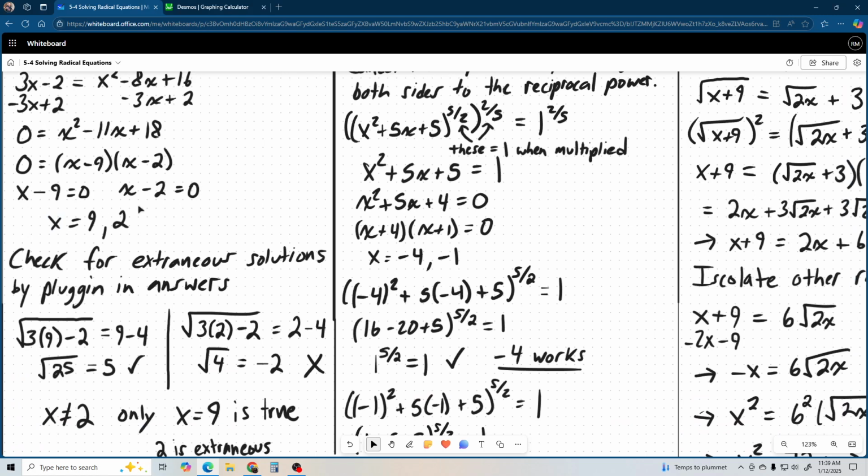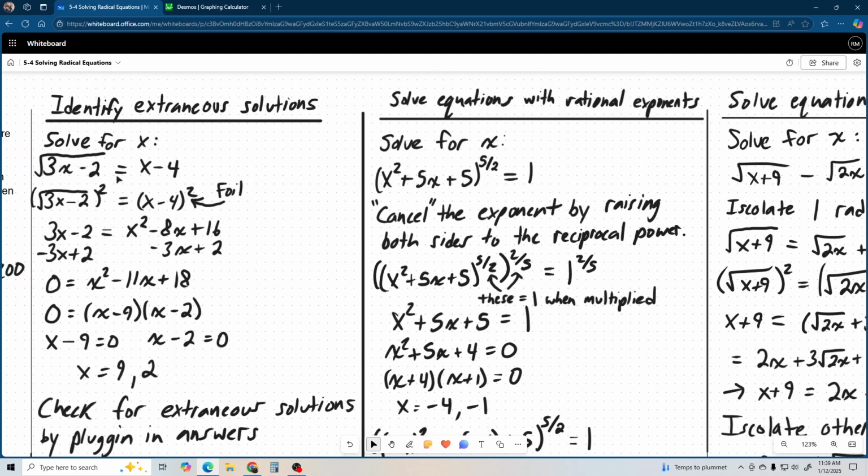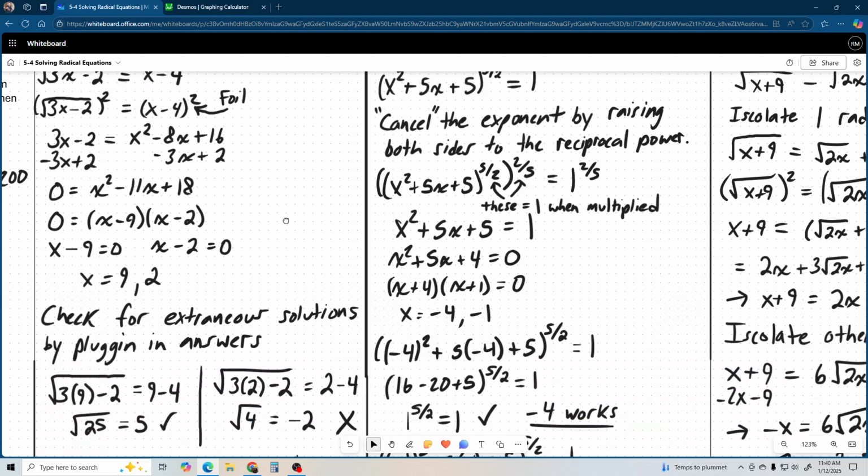And the way we're going to do that is we're just going to take 9 and 2, and we're going to go up to the very top, and we're going to plug them in there, right? In other words, where we have 3x minus 2, this is going to be 3 times 9 minus 2, right? And then x minus 4 is going to be 9 minus 4. And we're going to do that for both 9 and 2. So let's go ahead and try it.